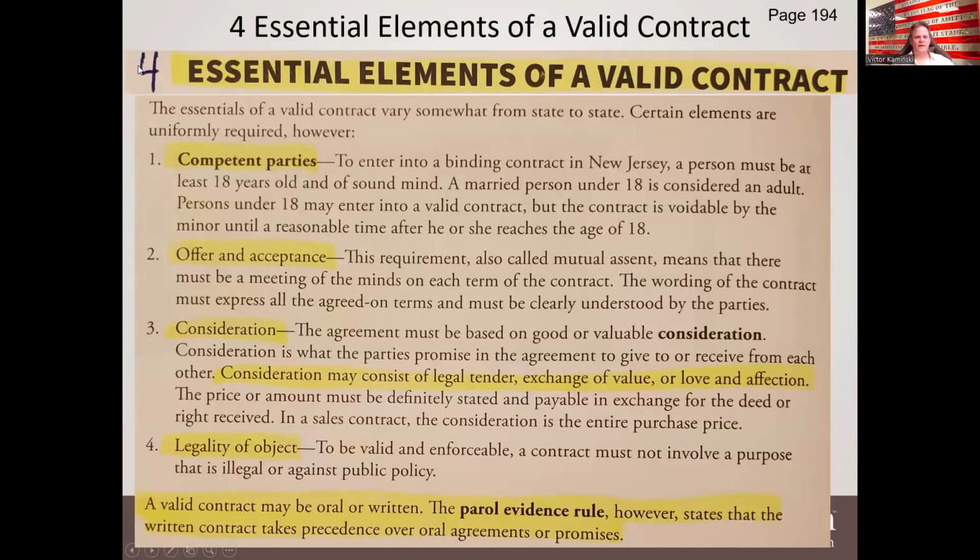So let's highlight, and let's write the number 4 in front of that, and then let's highlight there are 4 essential elements to a valid contract. And let's just highlight the titles of each: competent parties, offer and acceptance, consideration, and legality of the object. And then we're also going to highlight what the 3 forms of legal consideration are that we're going to go over, and then highlight that parole evidence rule.